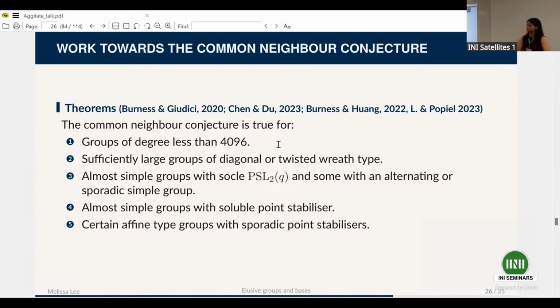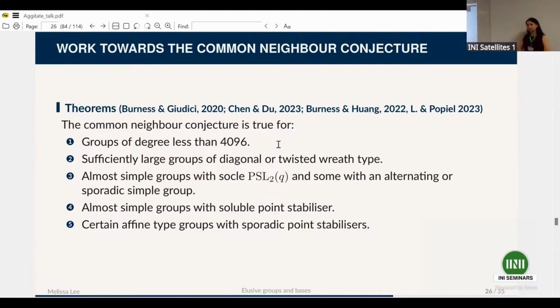Chen and Du also show that it holds in this case for almost simple groups with socle PSL2(q), and in some other cases. And Burness and Huang show it holds for almost simple groups with soluble point stabilizer. And in joint work with Tomasz Popiel, I also showed that it holds for certain types of affine type groups where the point stabilizers are sporadic. So we have a lot of evidence towards the common neighbor conjecture, but it's still open in general.